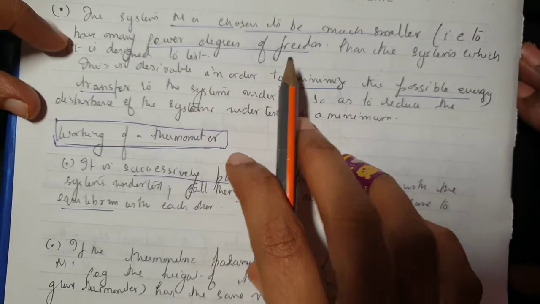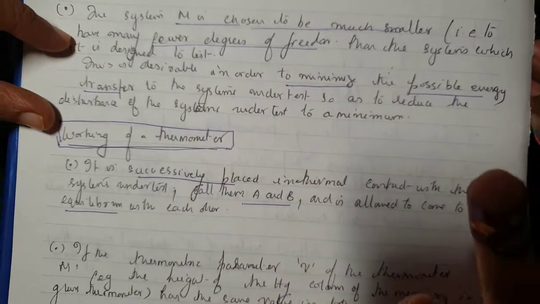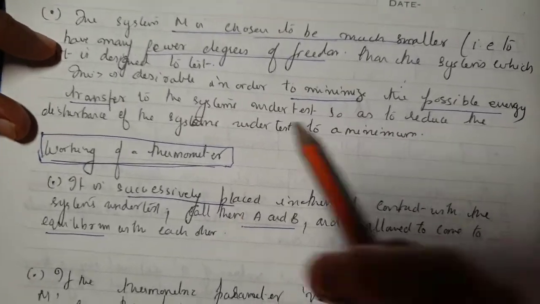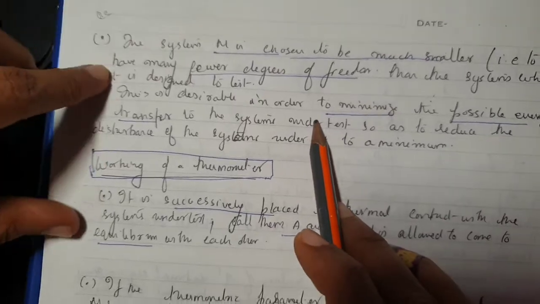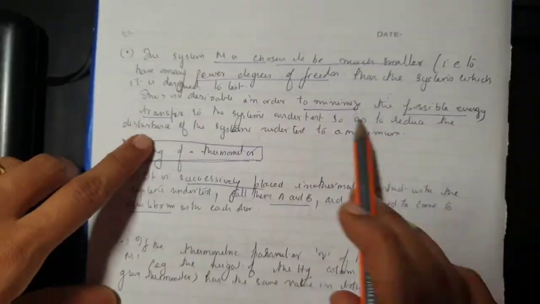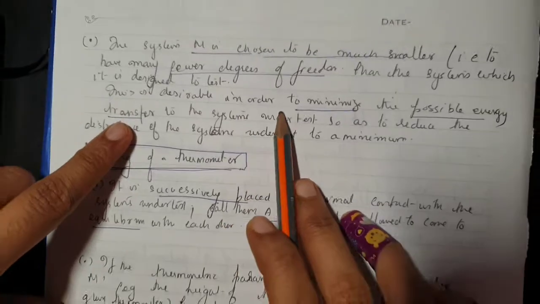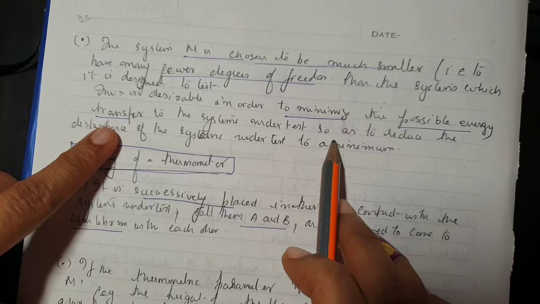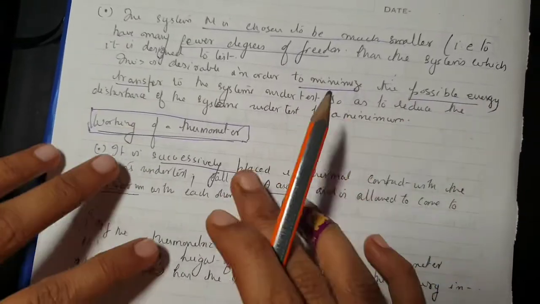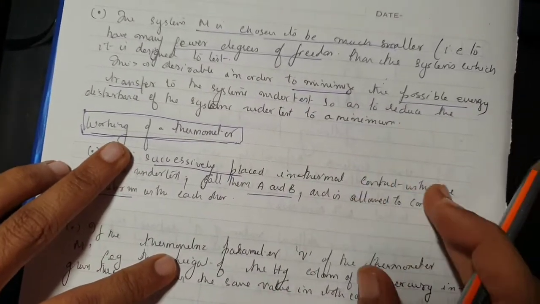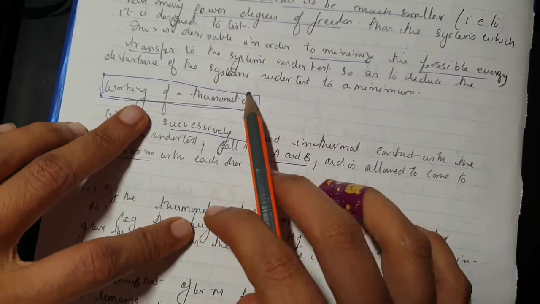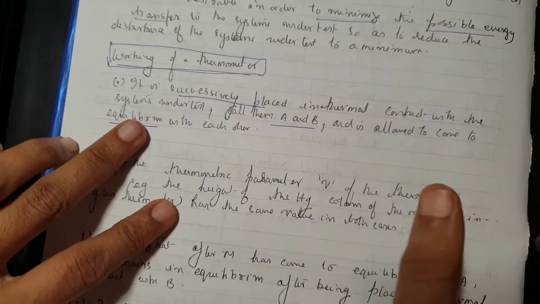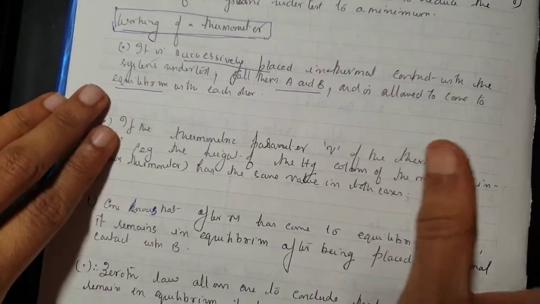Like the thermometer has to be much smaller than the body of a person that you desire to test. So why should the thermometer be much smaller than, like, my body? Because this is desirable in order to minimize the possible energy transfer to the system under test. So there should be no energy transfer from the thermometer to the system that you desire to test, and it should not disturb the system. Because of that, the thermometer has to be very small compared to the system that you desire to test.